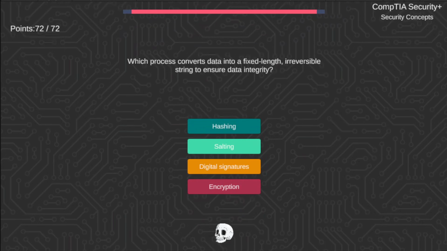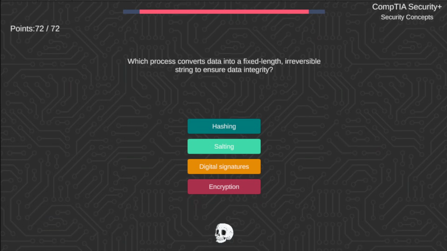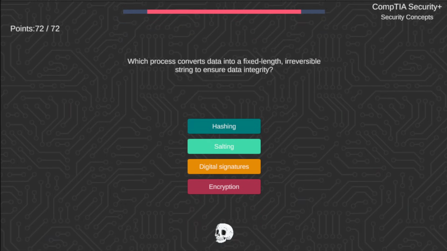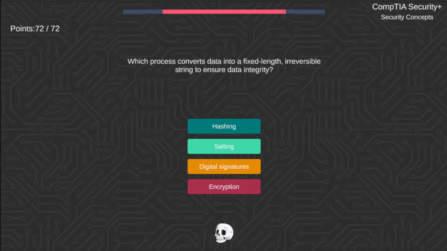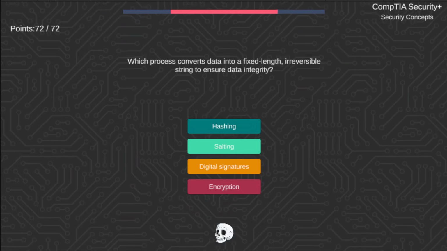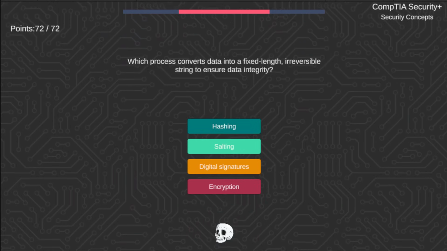Which process converts data into a fixed-length, irreversible string to ensure data integrity? Hashing, salting, digital signatures, or encryption? Fixed-length, irreversible string to ensure data integrity.